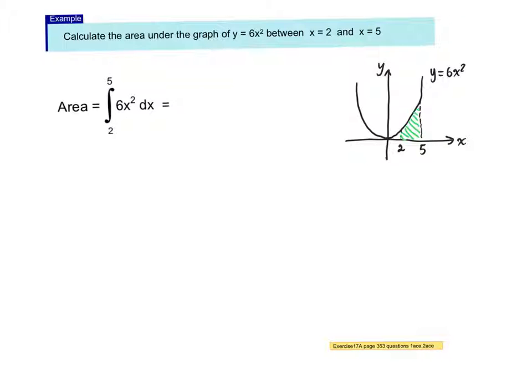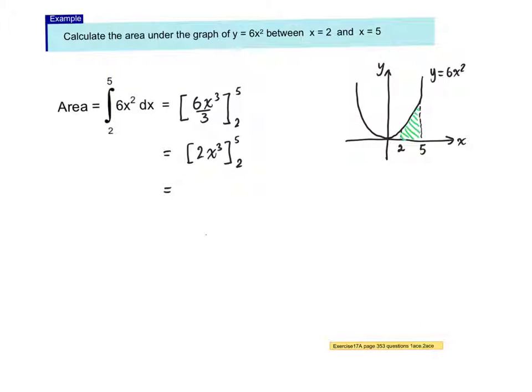So, going back to our integrating problem, we're going to integrate 6x squared. So the rule for integrating, of course, is add 1 to the power and divide by the new power, which gives us 6x cubed over 3. We can simplify that. Of course, it becomes 2x cubed, and we're going to integrate that between the limits of 5 and 2.